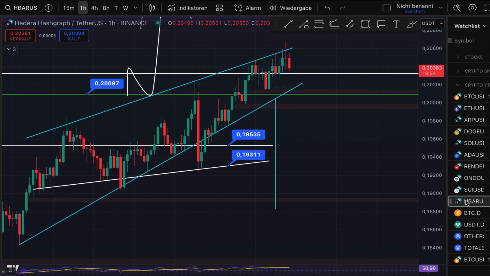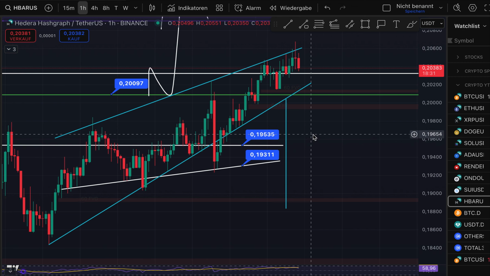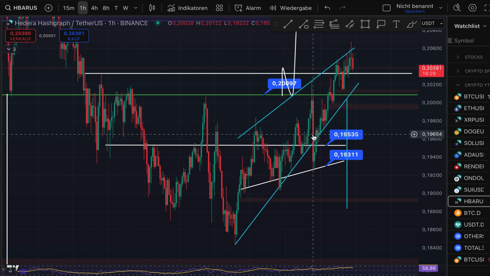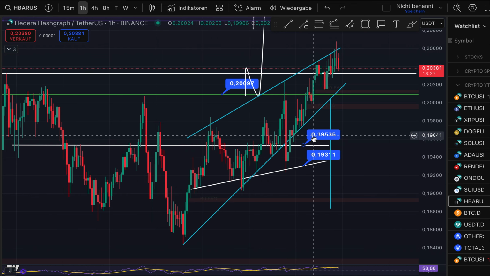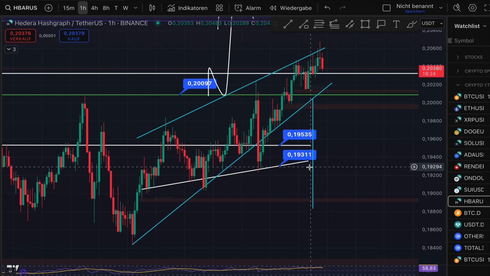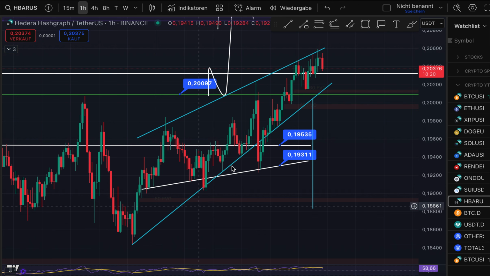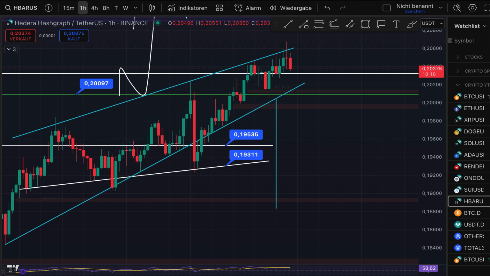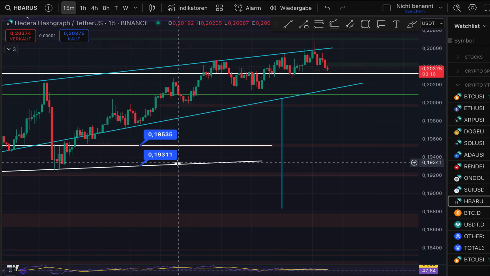Let's look tomorrow into SUI. Maybe SUI is going to form something nice. A bit better looks HBAR. HBAR looks good to me, because we have set here a possible rising wedge, but this rising wedge was also very sharp.